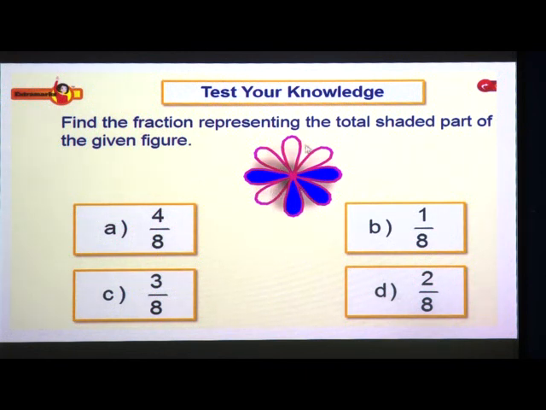Let us count the total number of parts: 1, 2, 3, 4, 5, 6, 7, 8. So, the total number of parts is 8, and out of those the shaded parts are, count it, 1, 2, 3 and 4. So, 4. In the numerator we have 4 and in the denominator the total equal parts are 8. So, the answer is 4 upon 8.